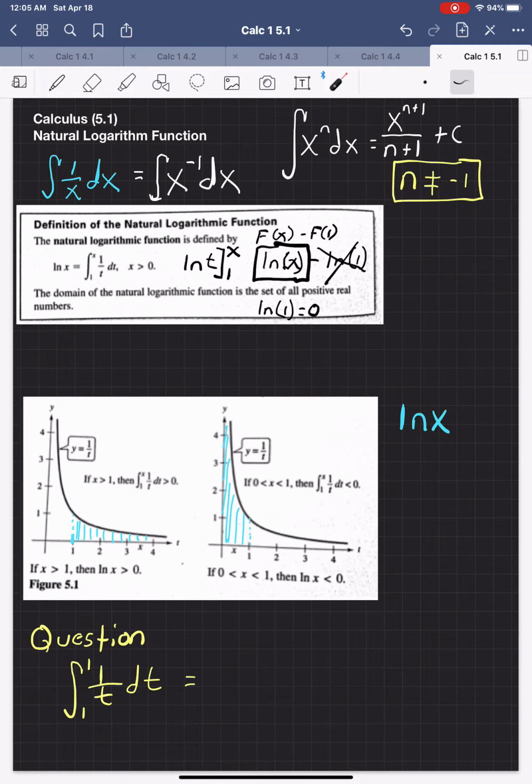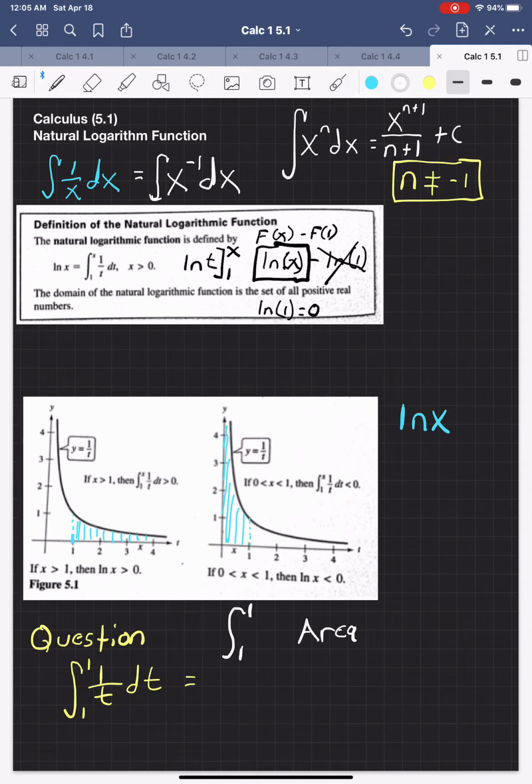So let me pose a question to you. What if you were to integrate, let's say, 1 over t with respect to t, but what if your upper bound is equal to your lower bound? How would you think about the area of that? Now, this is true for any function. I'm just speaking of ln, but when the upper bound is equal to the lower bound.